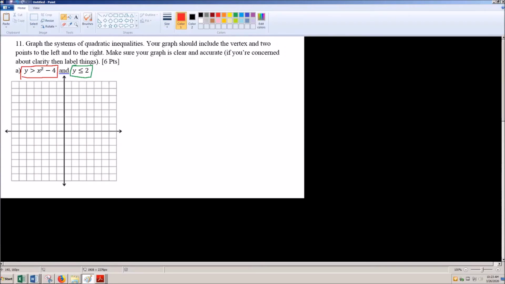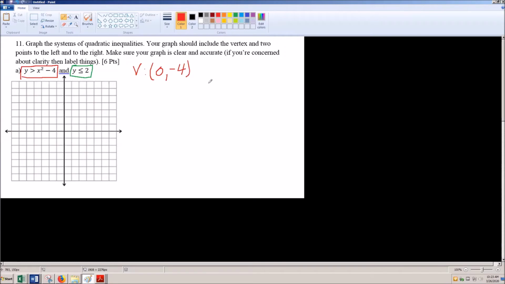This is in vertex form. It's also in standard form. So whichever way you want to approach it, I'm going to say my vertex for this thing is 0, -4.